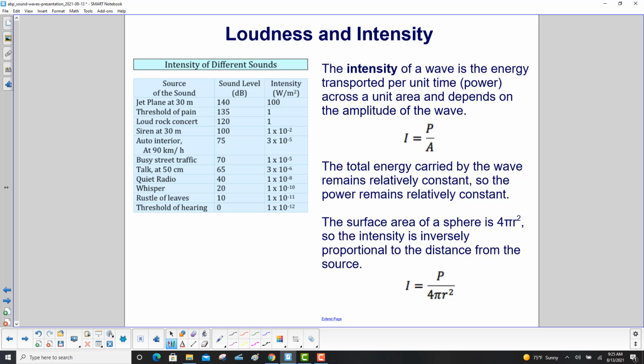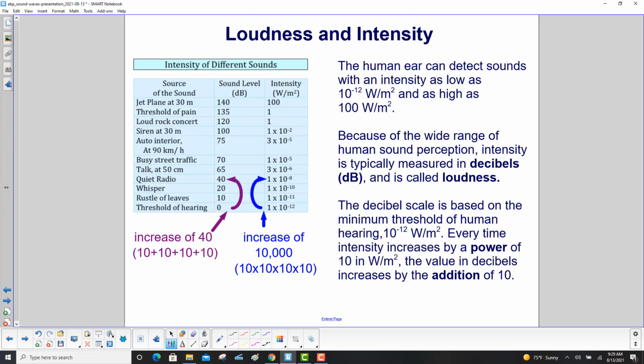Loudness and intensity, two related things, but a little bit different. The intensity of a wave is the energy transported per unit time, that's power of course, across a unit area and depends on the amplitude of the wave. So the intensity is power over A. The total energy carried by the wave remains relatively constant, so the power remains relatively constant. The surface area of a sphere is 4 pi r squared, a little bit of geometry and algebra there. So the intensity is inversely proportional to the distance from the source. The human ear can detect sounds with an intensity as low as 10 to the minus 12 watts per meter squared and as high as 100 watts per meter squared.